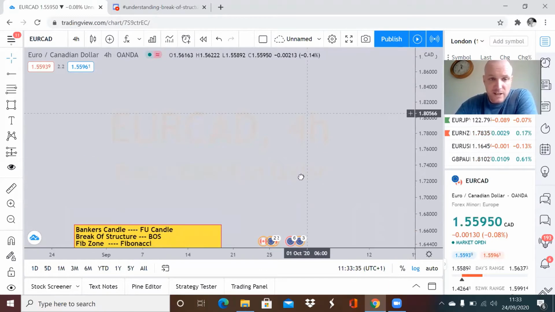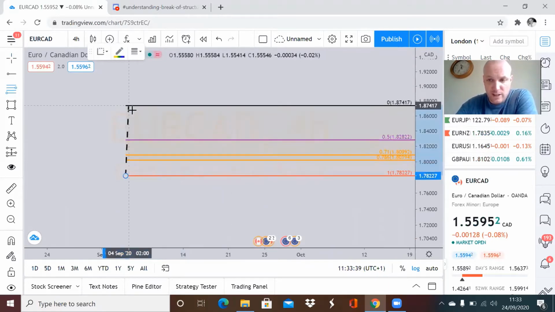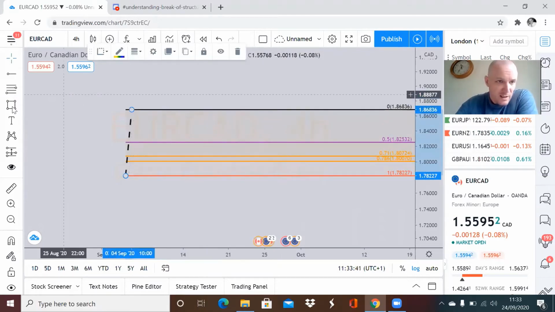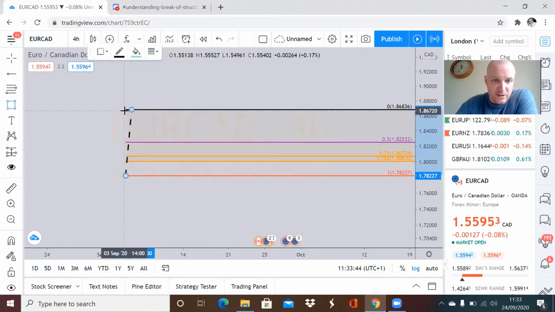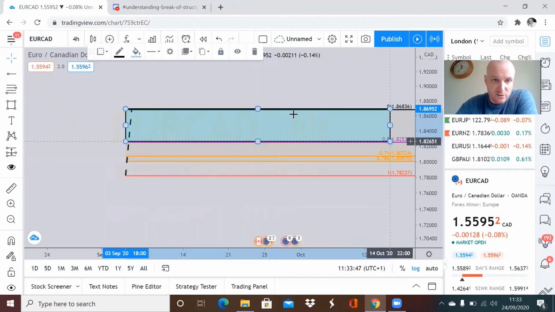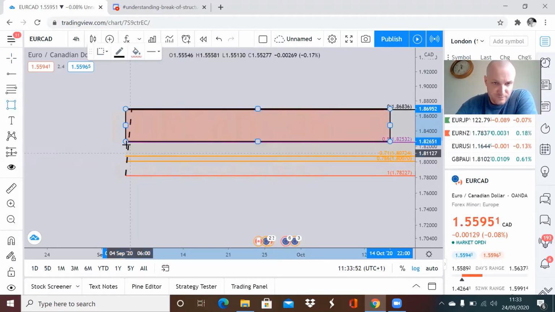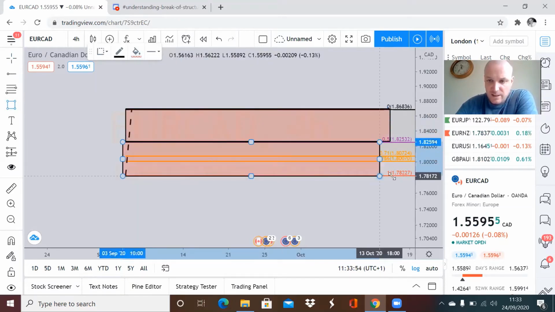So if I just briefly draw out my Fibs at the moment, I'm going to give you the levels of what I use, and I'll just give you a brief explanation on how the Fib zones work. So if we just make this top box red, and I make this bottom box green.